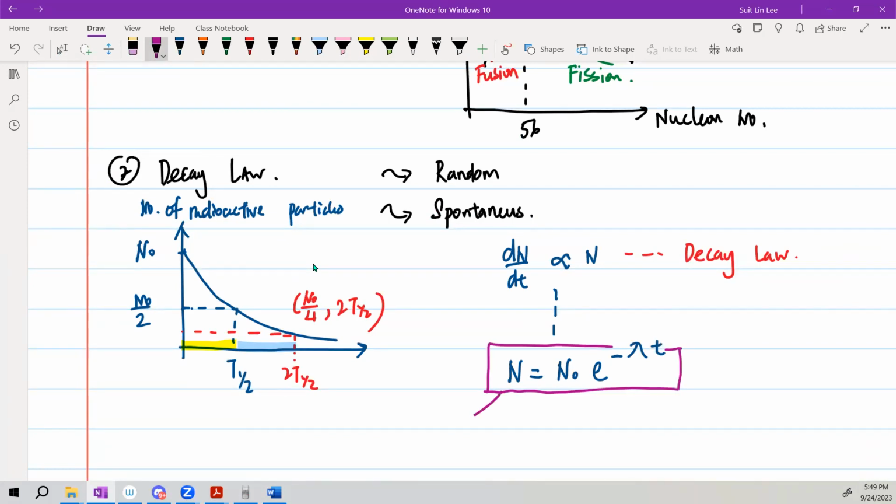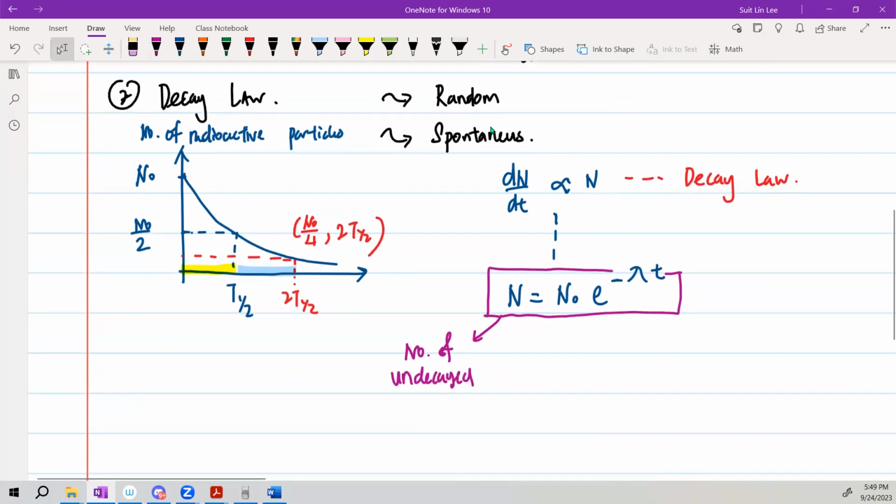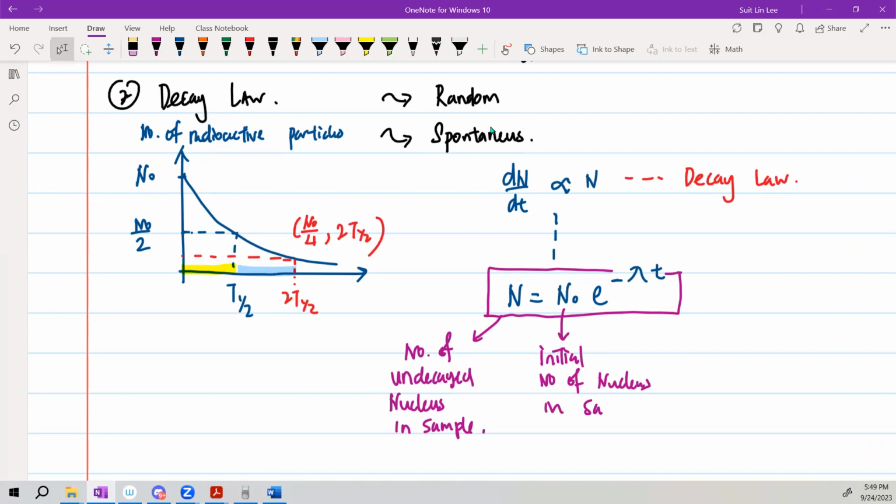So this N is the number of radioactive, or not yet decayed, nuclei in the sample. N naught is the initial number of nuclei in the sample. When I say number of undecayed nuclei in the sample, I mean at time t. So this is the time: 1 second, 2 seconds, 2 hours, 200 years, depending on the sample we're talking about.